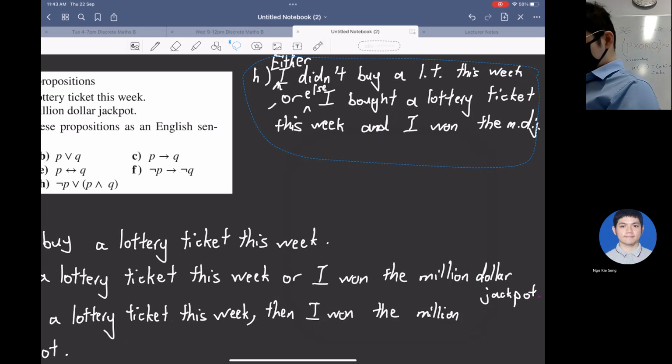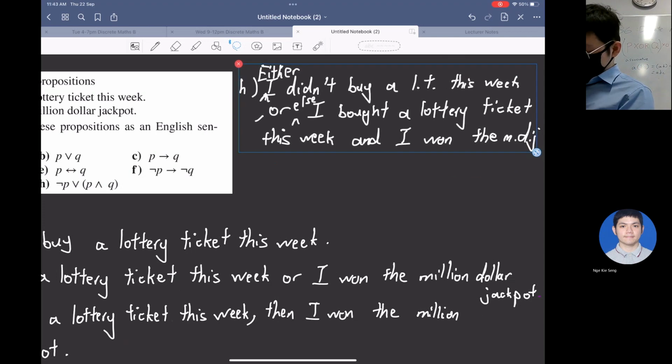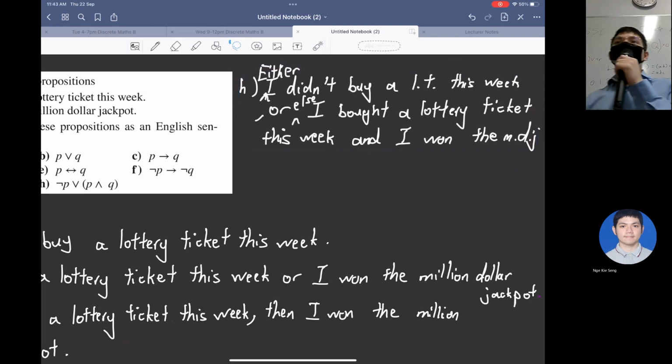So either I didn't buy a lottery ticket this week, or else I bought a lottery ticket this week and I won the $1 million jackpot. Okay. Yeah. Okay, next.